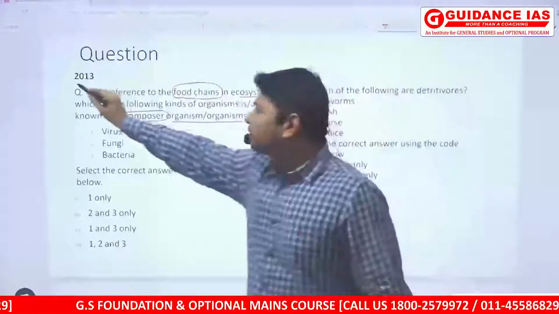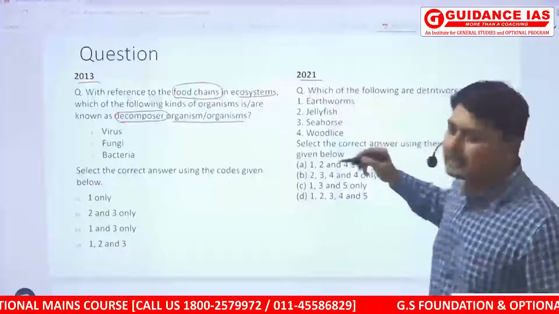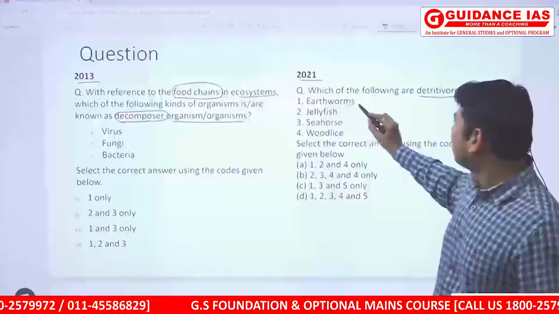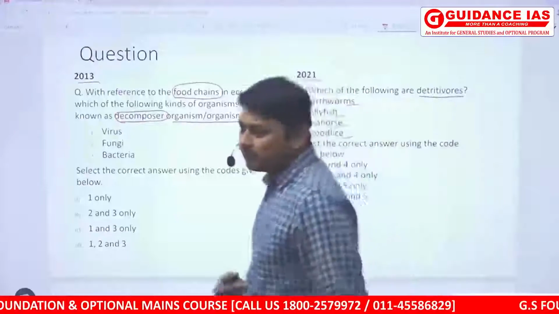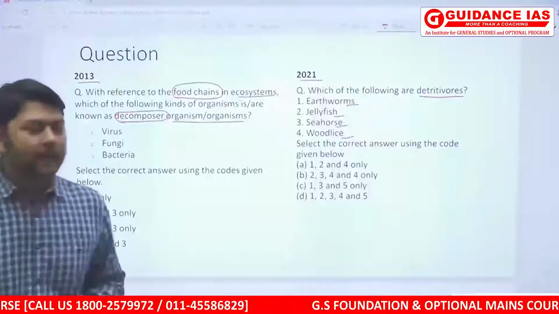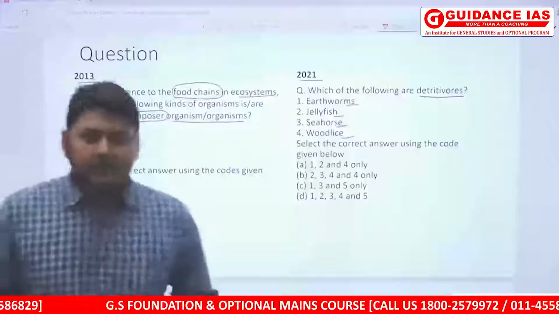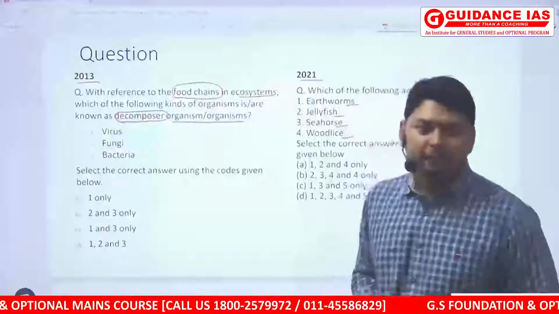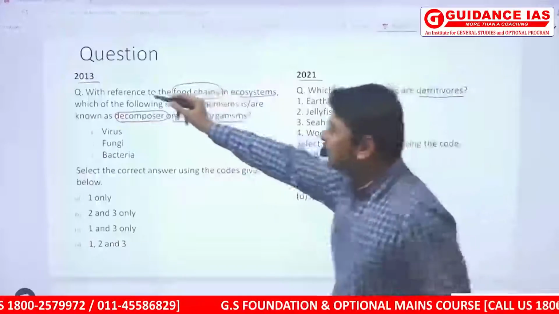Now, this question came in 2013, but I will let you know that in 2021, we'll be seeing another question: which of the following is detritivorous? Okay, earthworm, jellyfish, seahorse, and woodlice. So would anyone like to tell me what is the difference between decomposer and detritivorous? Because they form a very basic concept of ecology. So UPSC has asked questions on this topic in 2013 and 2021.